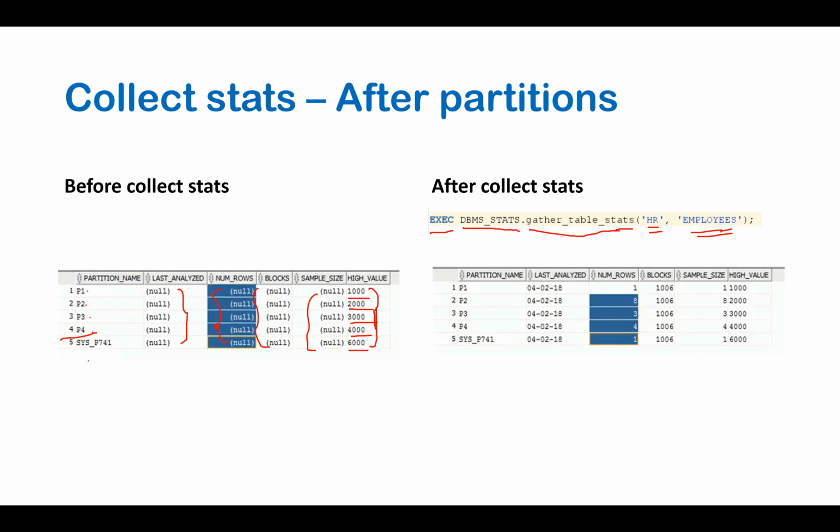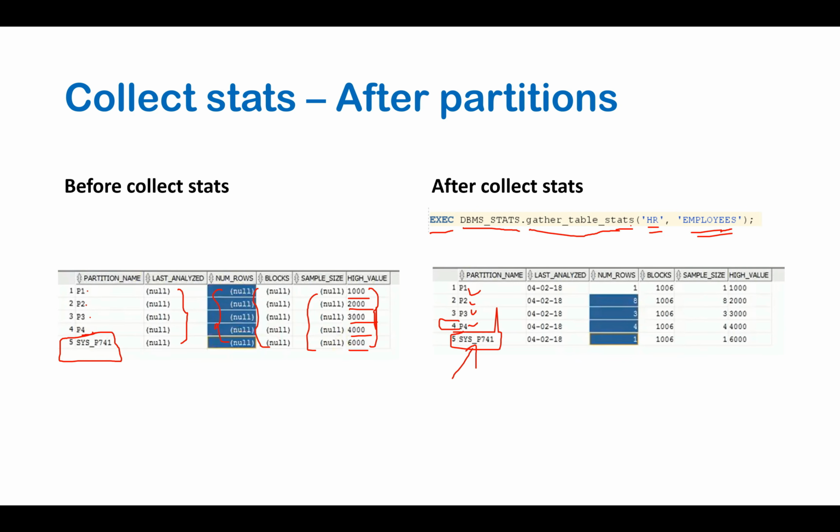So can you identify what this is? How it is created? SYS_P741. So what is this? See, we have created partition 1, partition 2, partition 3, and partition 4. But this partition is automatically created by the keyword called interval. If you haven't used the keyword interval, this record will not go to this partition. It will go to P4 only. Clear?